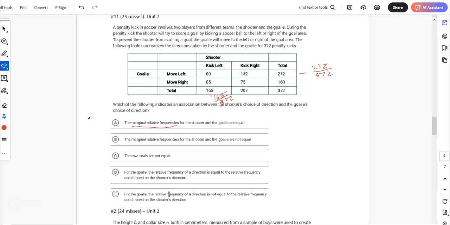I'm sorry, I did that. So I don't need a calculator to see those two are not equal. The marginal relative frequencies for the shooter and the goalie are not equal. That's questionable. I might have to come back to that. Row totals are not equal.